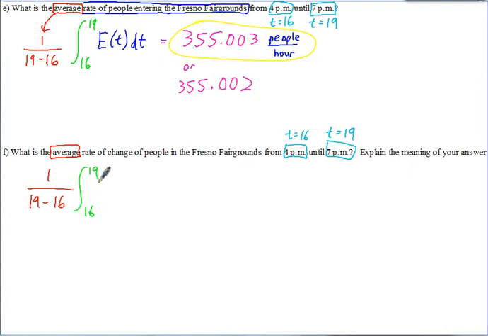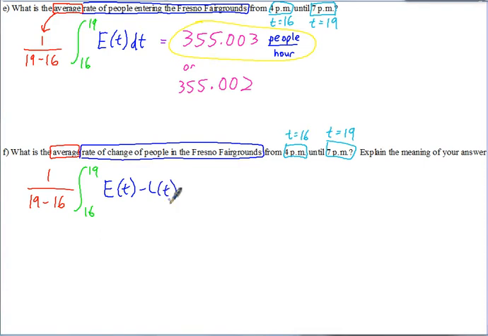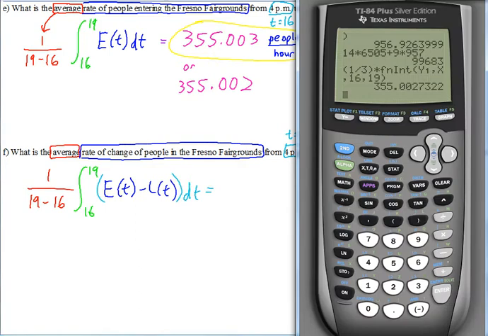What you're finding the average of is different. Here was the average of part E, the rate of people entering the Fresno fairgrounds. On part F, it's the rate of change of people in fairgrounds. So the whole rate of change, not just the rate of people entering. So now instead of just E of t, here's where you'd have E of t minus L of t. So now you want the overall rate of change. So we'll do these both on the Inspire as soon as I've done this one on the 84.